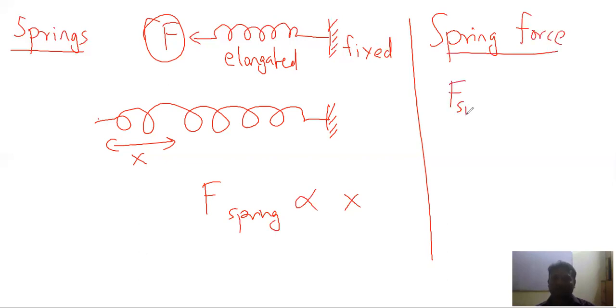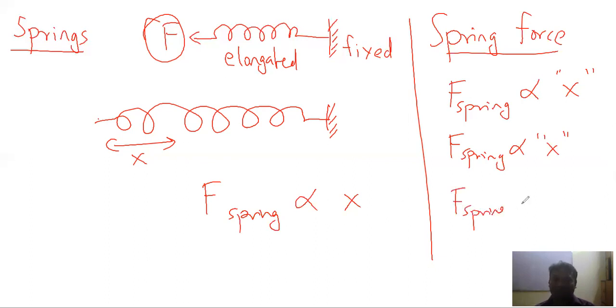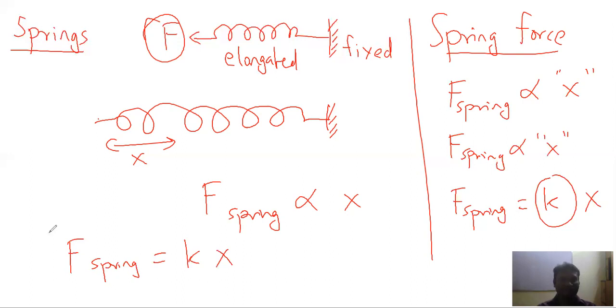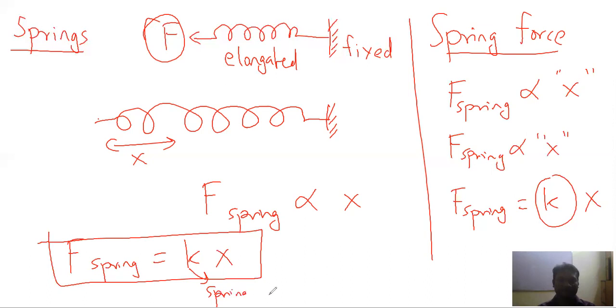becomes force in the spring is directly proportional to the extension X, or force in the spring is directly proportional to the compression X. So we can say force in spring is equal to some constant K into X. So our equation for spring force becomes F is equal to Kx, where K is a constant called the spring constant, and X is the extension in the spring or compression in the spring.